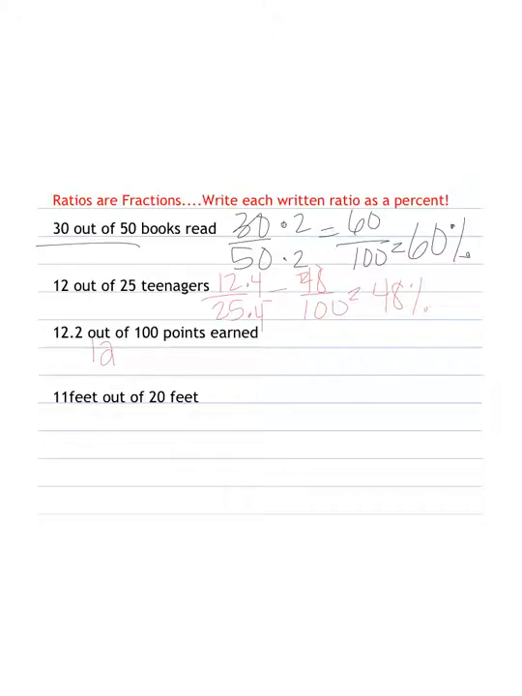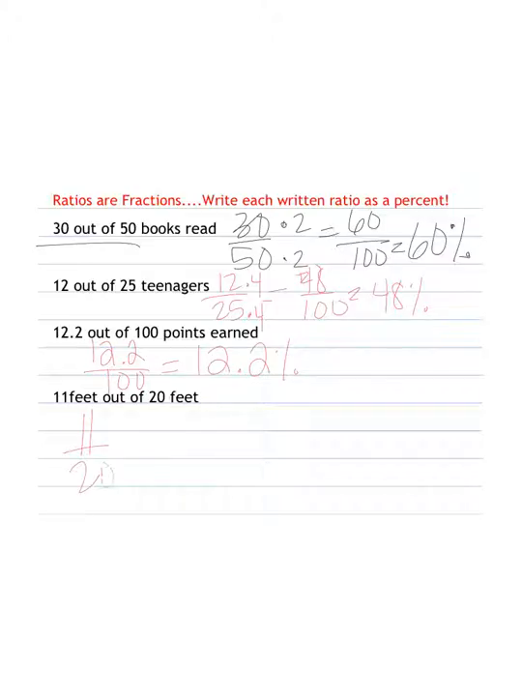12.2 out of 100 points earned. Normally we don't have a decimal in our fraction. We want to do all that we can to not have a decimal in our fraction. But 12.2 over 100, it's already over 100. So then I know it's going to be 12.2%.